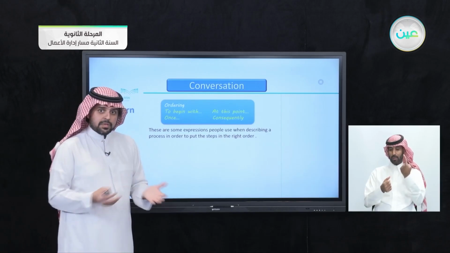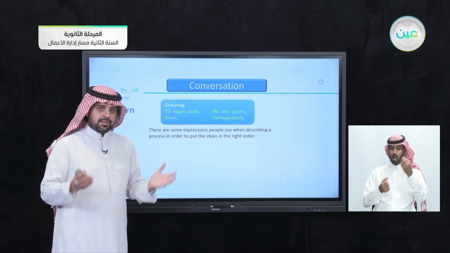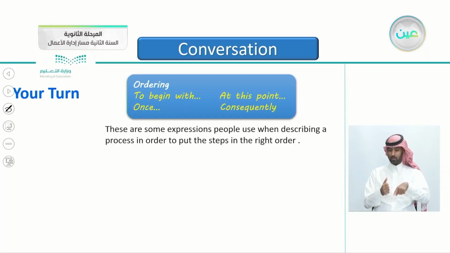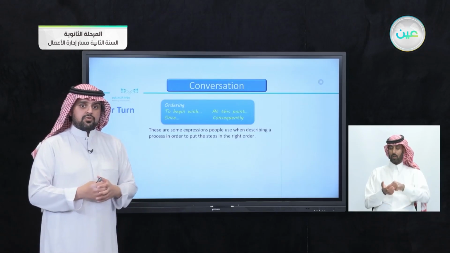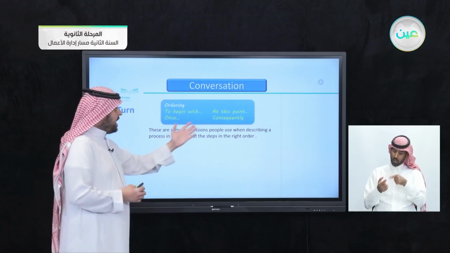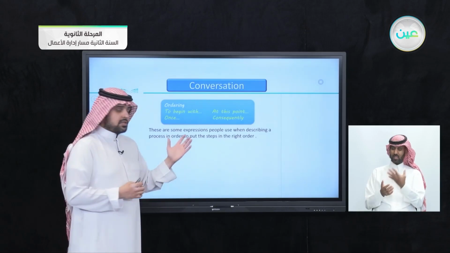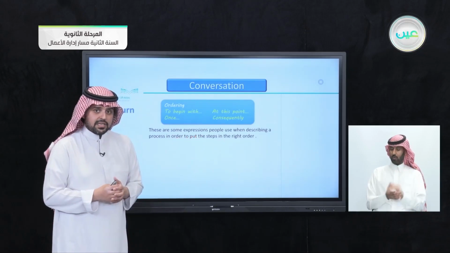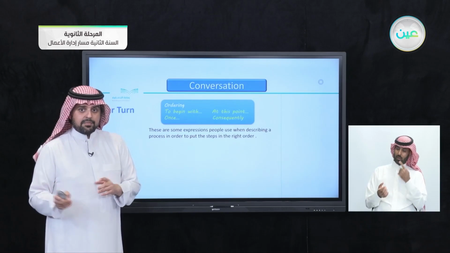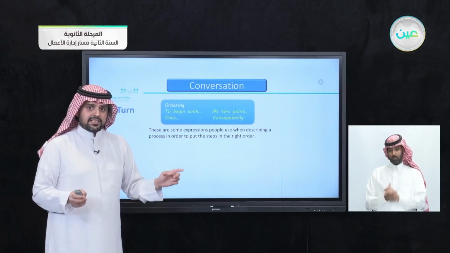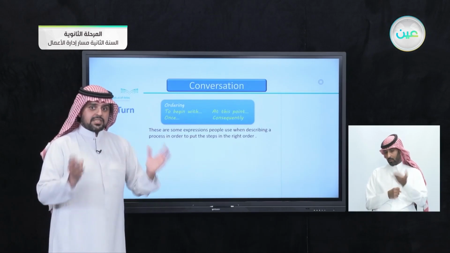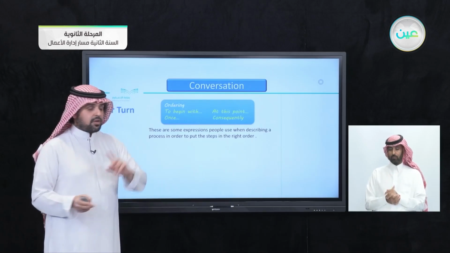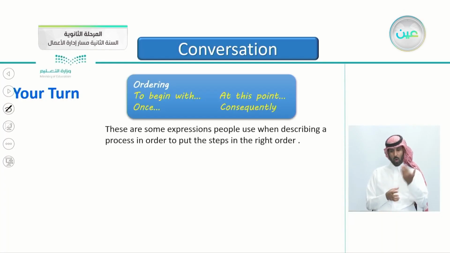Once, which means that something happened to you once. At this point. So you also use this to show the order of the sentences. And consequently, as we used it in the conversation, means something happened because of something else. It comes from the word consequences. Something happened because of something else, hence the word consequently.